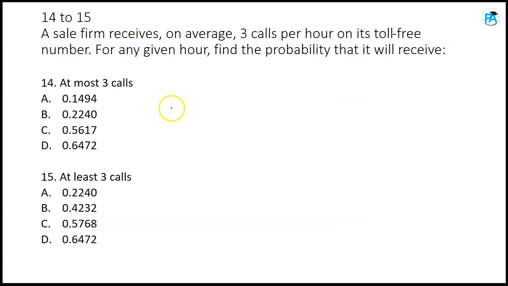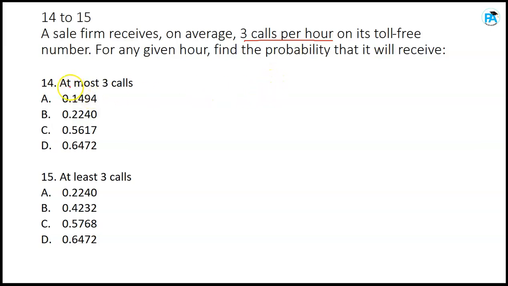Question 14 says, a sales firm receives on average 3 calls per hour. Similar question. 3 calls per hour on each store free number. For any given hour, find the probability that it will receive. You see that this one, there is no time condition like the previous one. It's straightforward, 3 calls per hour. So you are going to use your mean as 3. I hope you know the formula.